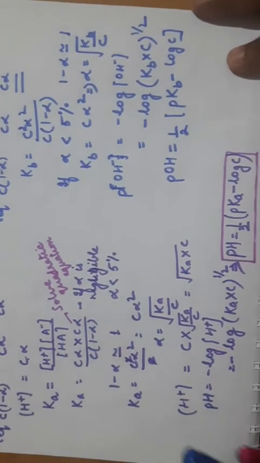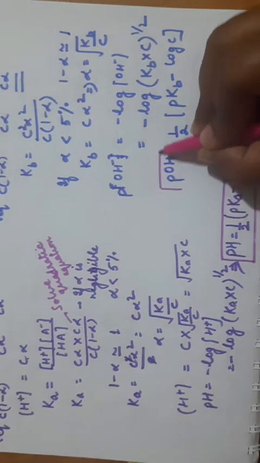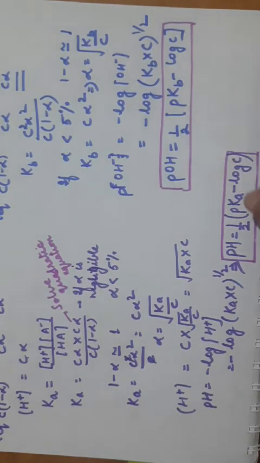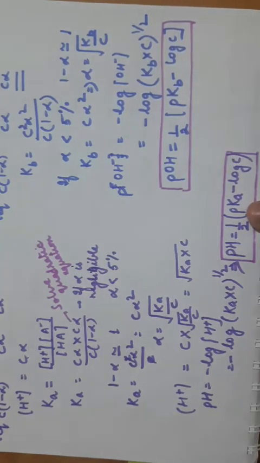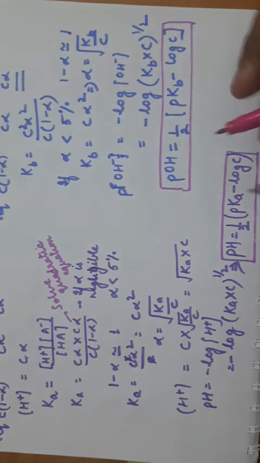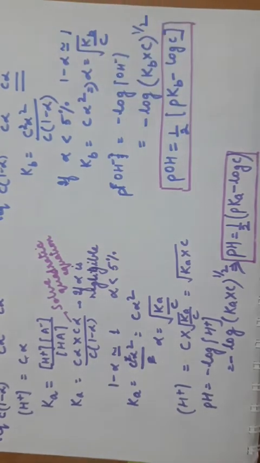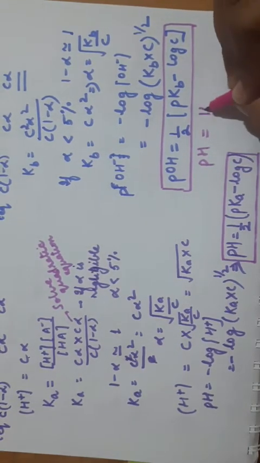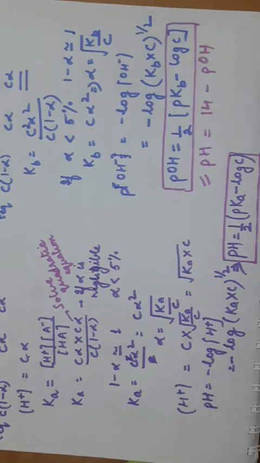See here, we have got this expression for pH in case of weak acids, half pKa minus log C. Here pOH will be half pKb minus log C. Both are same, means here we are using Kb because it is a base, here we are using Ka because it is an acid. If it is not less than 5%, then we have to solve the quadratic equation. Now pH in this case will be equal to 14 minus pOH. This is the additional step for bases.